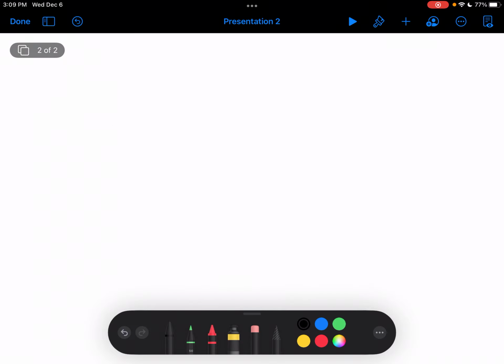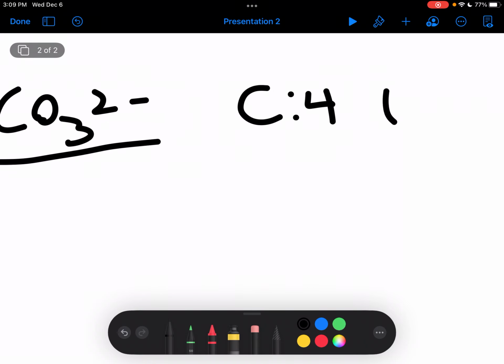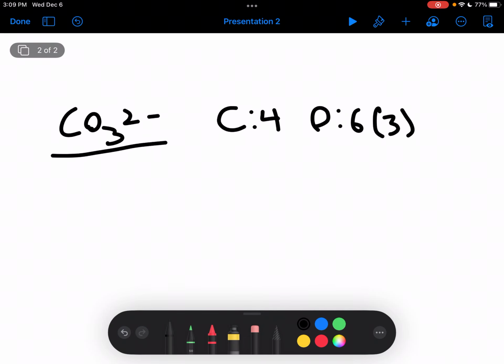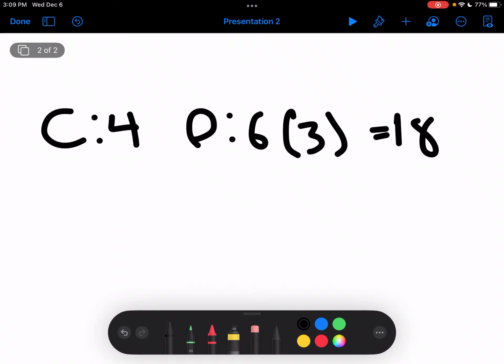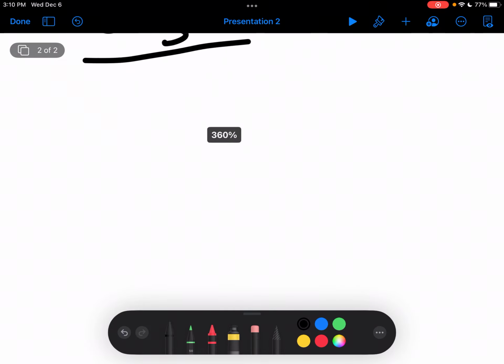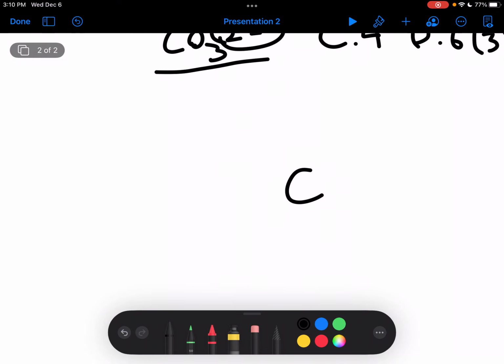Lastly, we can do carbonate, which is CO3 2-. Carbon has 4 valence electrons. Oxygen has 6 valence electrons. 6 times 3, which is 18. And remember, this has a 2- charge. And we know in this case that our carbon is the central atom. And carbon is usually a central atom because it has the capability to bond to 4 things.